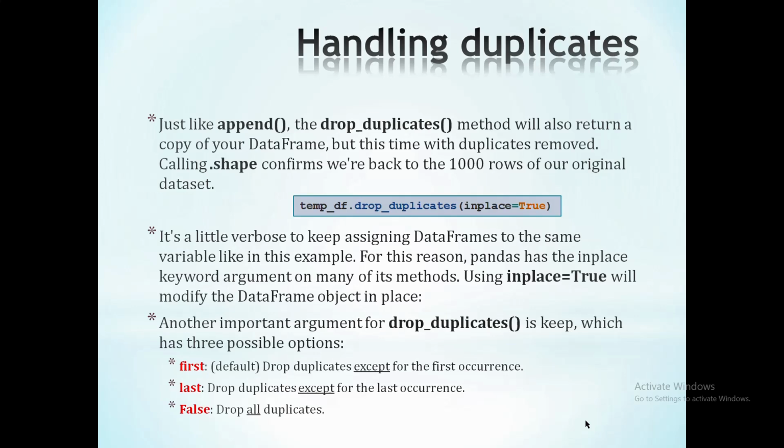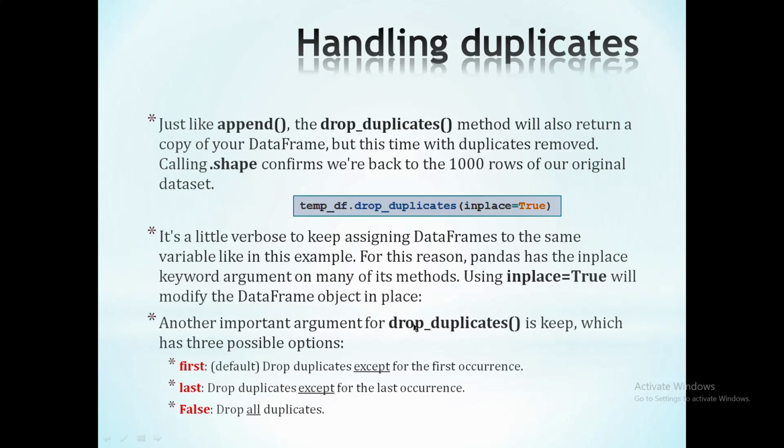It is a little verbose to keep assigning data frames to the same variable like in this example. For this reason, Pandas has the inplace keyword on many of its methods. Using the inplace keyword equal to true, we will modify the data frame object in place. Here you are using the function drop duplicates with the argument inplace equal to true, so that we can avoid duplicate values.